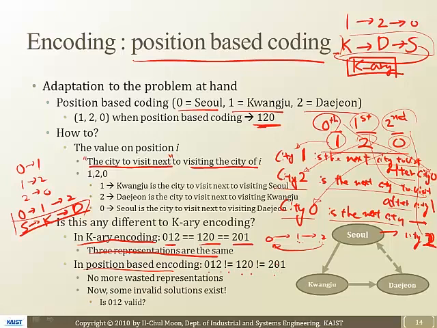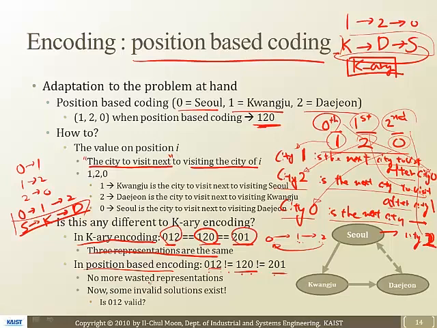However, in the position-based encoding, 0, 1, 2 and 1, 2, 0 and 2, 0, 1 are all different plans. So if we search through these three cases in our population, we are giving up two chances of the search, because these three genotypes eventually represent one genotype. However, if we utilize the position-based encoding, these three values are all different plans. So we can minimize the overlapping cases. No more wasted representation.